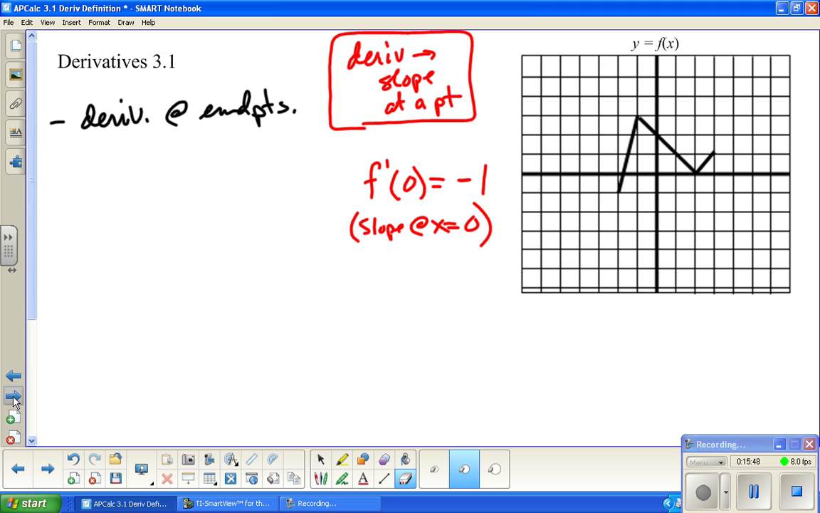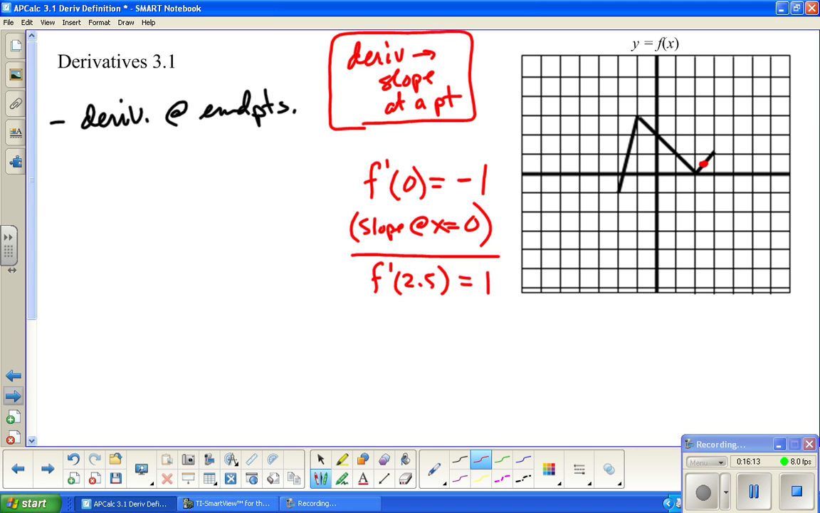Okay, simple, simple, simple. So what's the slope at positive 1, at x equals positive 1? Same thing, negative 1. The slope at 2.5 would be positive 1. So f prime of 2.5 is 1.